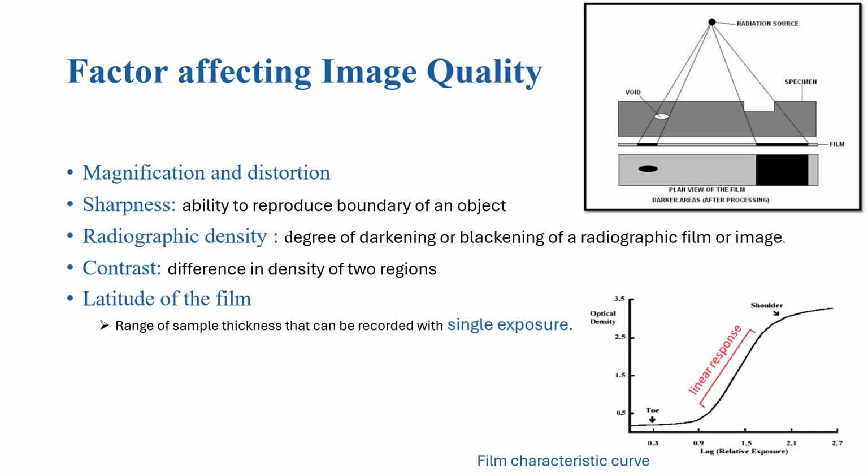Radiographic density is another factor, that is the degree of darkness or blackening of the radiography film or the image. That is a ratio of the intensity of X-rays coming in and the intensity of radiation coming out of the material.